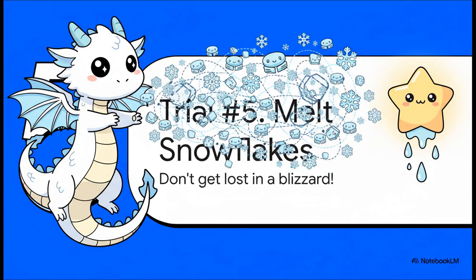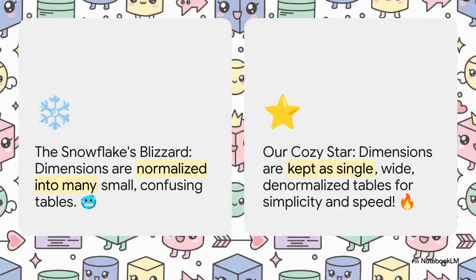We've made it to the final trial, but you have to beware. There's a fearsome beast waiting for us. It's the snowflake dragon. It tries to take our beautiful, simple star schema and just shatter it into this complicated, icy blizzard of tiny tables and extra joins. Okay, look on the left. You see that snowflake blizzard? That's what happens when you normalize your dimensions, breaking them up into this web of smaller tables. It might seem efficient to a database engineer, but it's super confusing for users and it's much slower for analytical queries. But on the right, that's our warm, cozy, and super fast star schema.